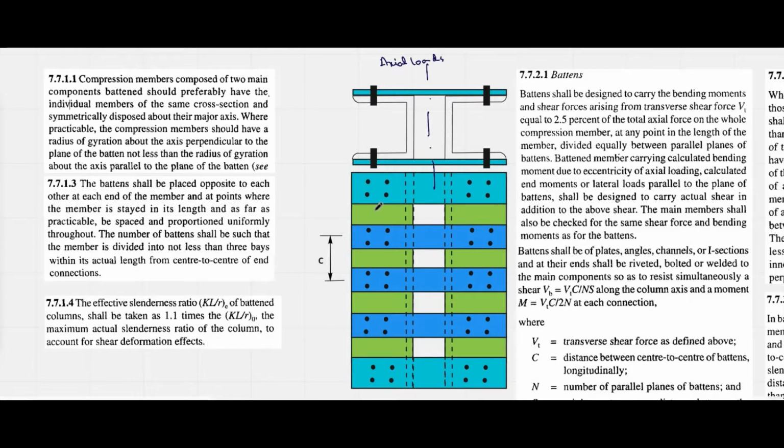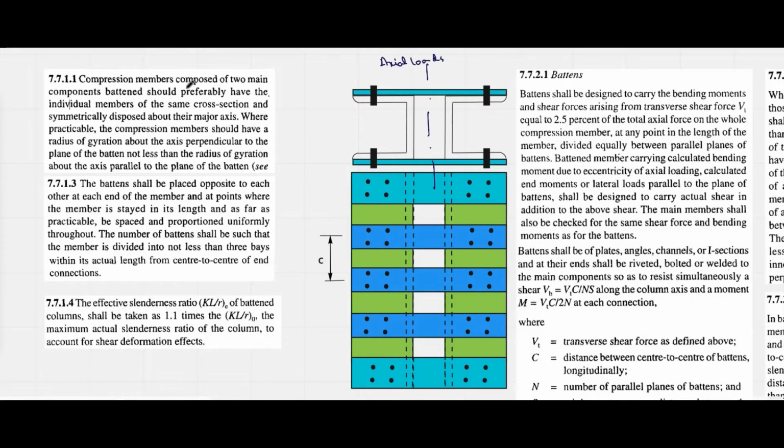Battens may be a plate or a flat, or another rolled section like angles, channels, or even sometimes I sections are also used. So battens are connected parallel along the length, and as far as possible, these battens are equally spaced.